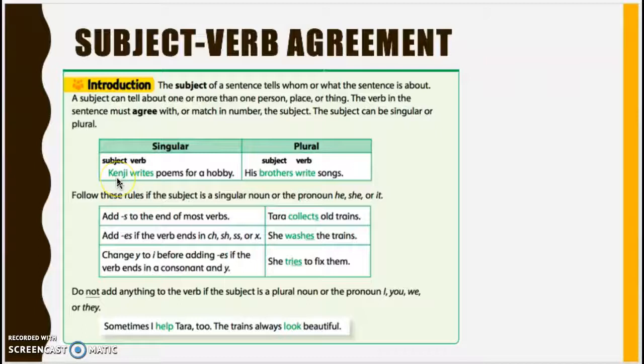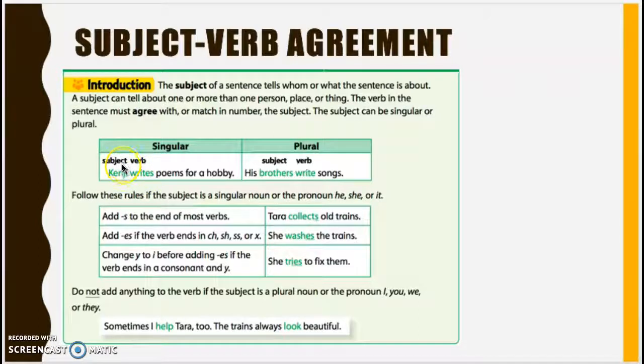So here's an example of a sentence. It says, Kenji writes poems for a hobby. So if you ask yourself, who or what is this sentence about, then you would have found your subject. And if you said the sentence was about Kenji, then you would be correct. Okay? Now, a verb is something that you do, so you need to ask yourself, well, what is Kenji doing? If you said Kenji writes, you would be correct.